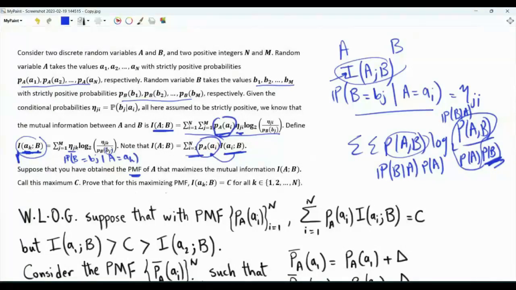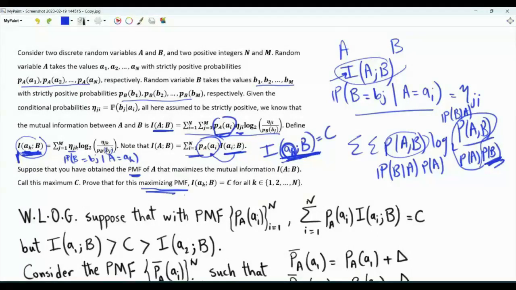We want to prove the following result. If we use the probability mass function of A that maximizes the mutual information, then all those quantities, I of small a sub k and B, are the same. This quantity is equal to C for every k from 1 to N. Again, for the PMF that achieves the maximum mutual information, those quantities will not depend on the index k, or on the specific value that random variable A takes. All of them will be equal to the maximum mutual information C.